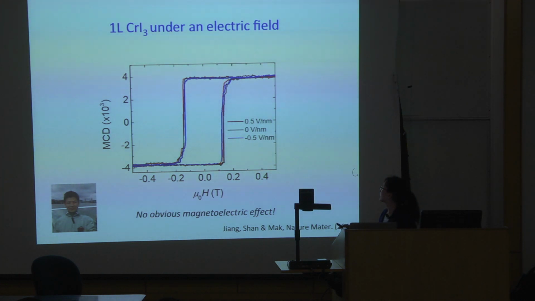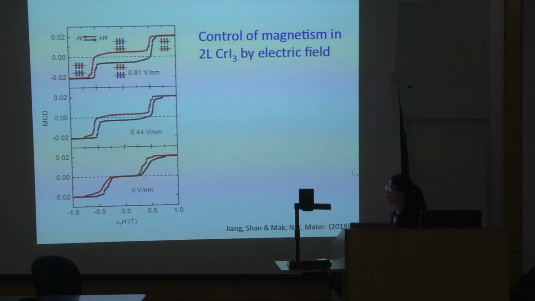But you can see that the loops are pretty much sitting on top of each other. So the effect is very small, and that agrees with our symmetry analysis. However, if you look at the bilayer, this is the case when you don't have any electric field, and when you apply an electric field, suddenly you see the loop opens up. So now you have non-zero magnetization, and if you apply a larger field, this loop opens up more.